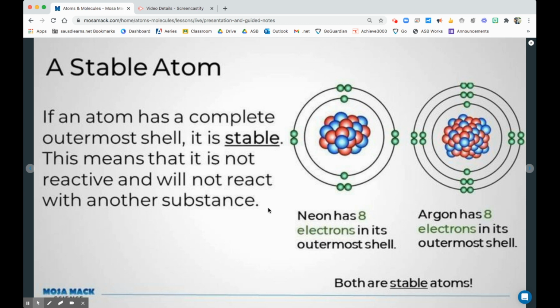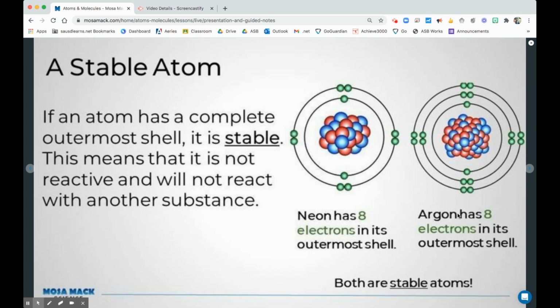So the rule is the rule of 8. As long as the outermost shell has 8 electrons, the atom is completely stable. It is completely safe. So neon has 8 electrons in its outermost shell, and we're only counting the outermost shell. So 1, 2, 3, 4, 5, 6, 7, 8.